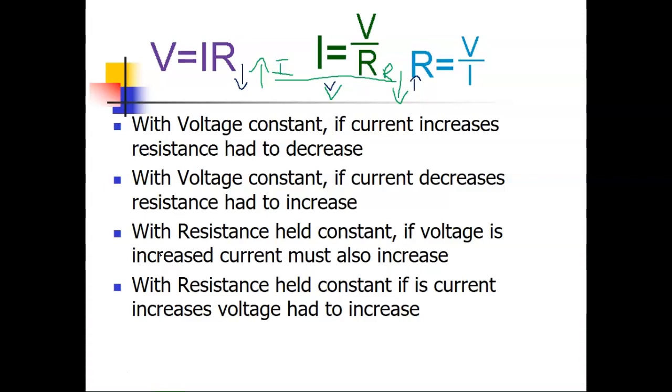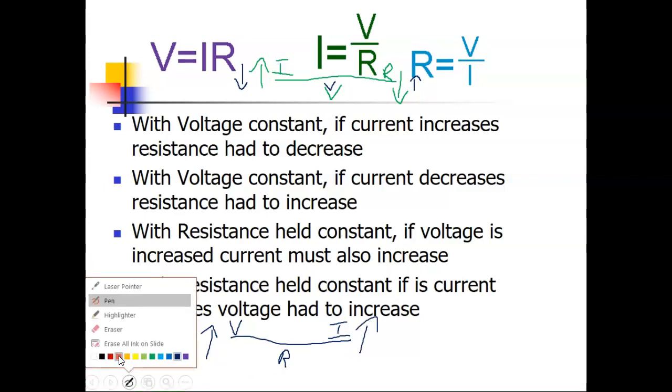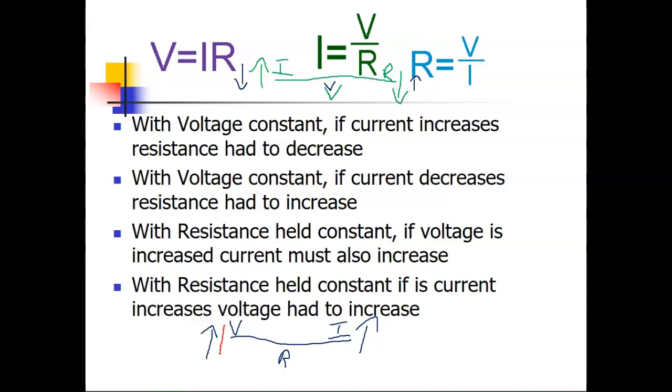So then we have the second set of rules right here, and that is where if resistance is held constant, I've got voltage on one side and current on the other. If voltage increases, current will increase as well, as long as resistance remains unchanged. However, if voltage decreases, current will decrease as well, as long as your resistance does not change. And that works the same way if your current is held constant instead of your resistance.